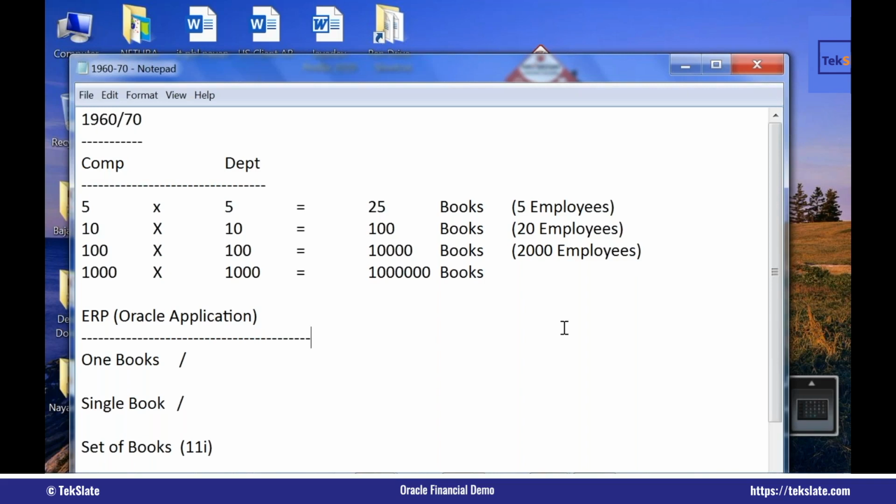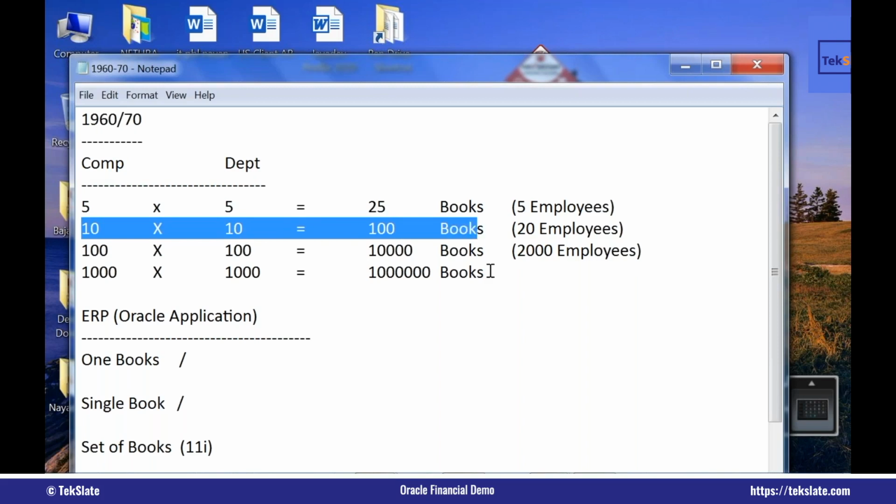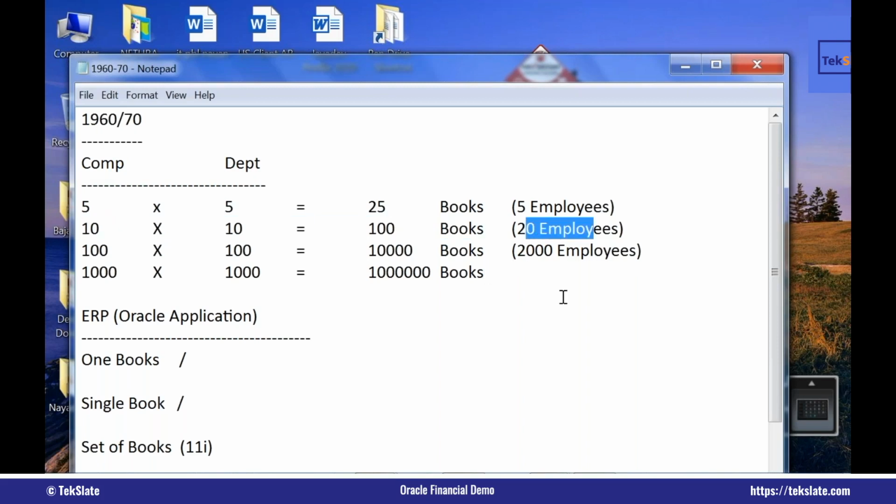They will manage somehow. Now let us take a scenario where you have 10 companies with 10 departments. You might require 100 books. For 100 books, you require 20 people. Even that can be manageable to some extent. Let us take a scenario: I have 100 companies with 100 departments.